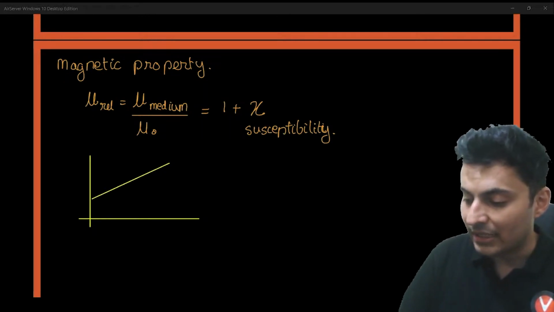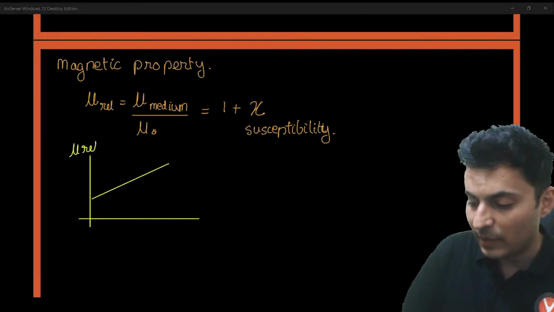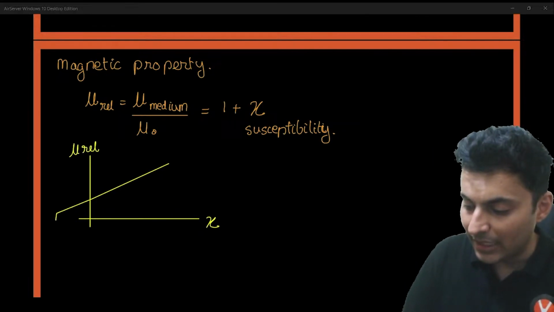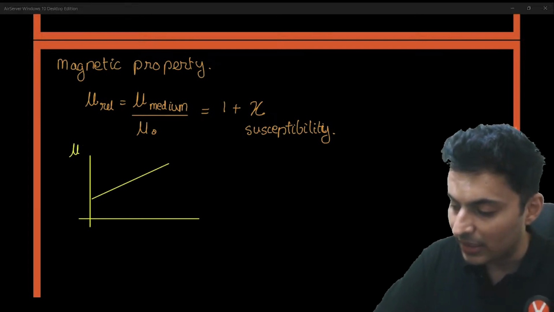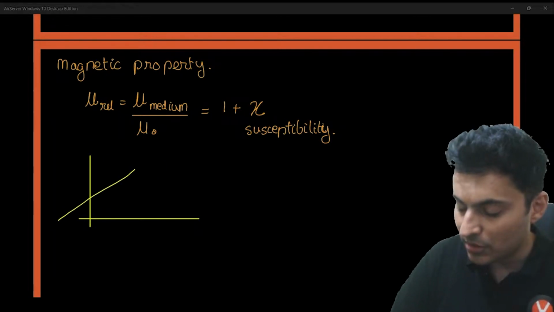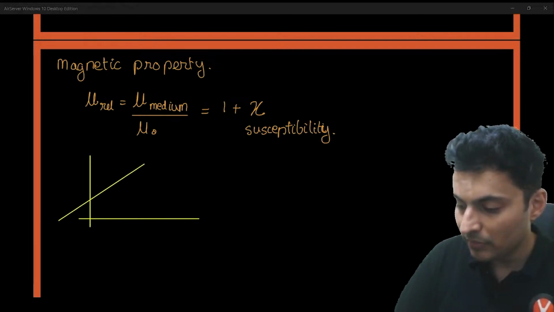You should know that the graph of relative permeability versus susceptibility will be 1 plus x. That means it will be something like this. If this is your relative permeability, this is your susceptibility. In fact, the graph even extends before as well. So in fact, I should start like this.